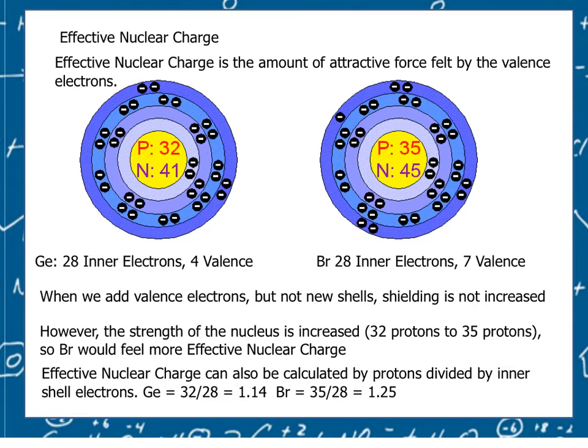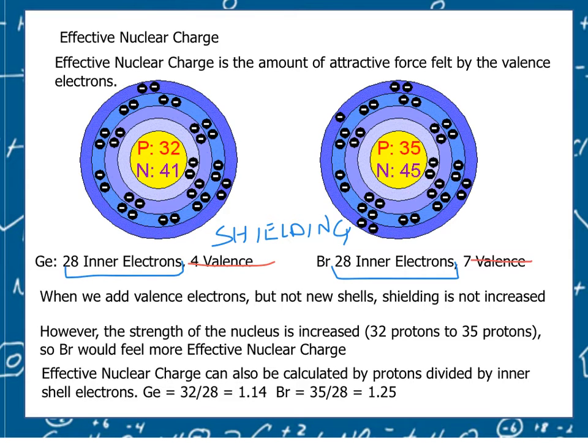And I've got two atoms here that are in the same row on the periodic table, germanium and bromine. I want to look at first what is the same for them. They have the same number of inner electrons. So they have the same amount of shielding or repulsive force because they have the same inner electrons. They do have a different total number of electrons because as we go right on the periodic table, we do add electrons to it, but they're being added to the valence shell, and we disregard the valence electrons by pretending that they don't create any shielding.